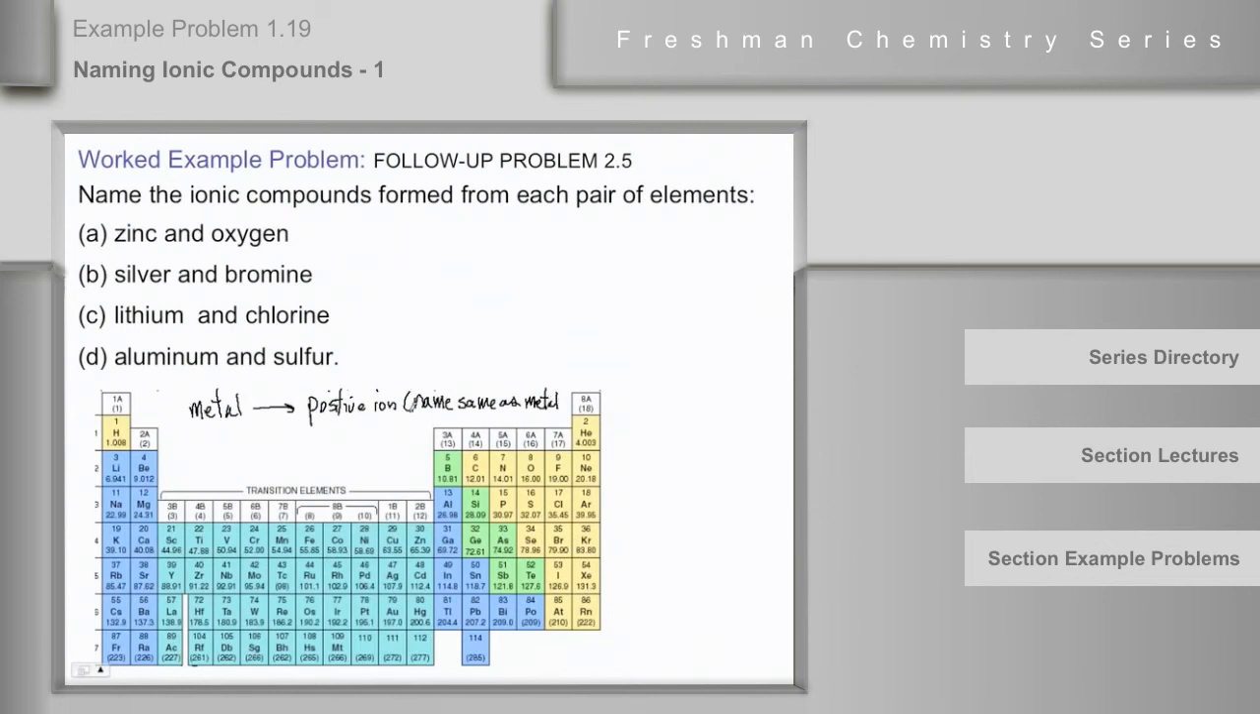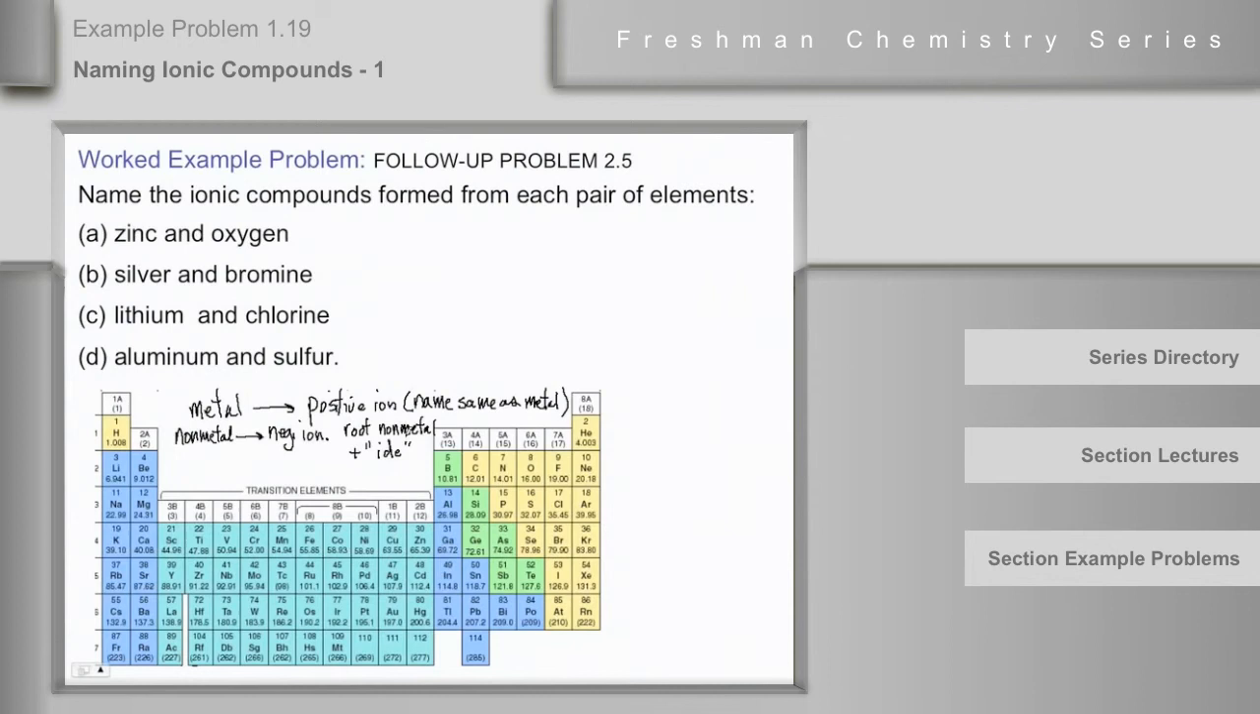As in sodium chloride. The nonmetal produces the negative ion, which is named second. The negative ion takes the root of the nonmetal name and adds the suffix -ide.